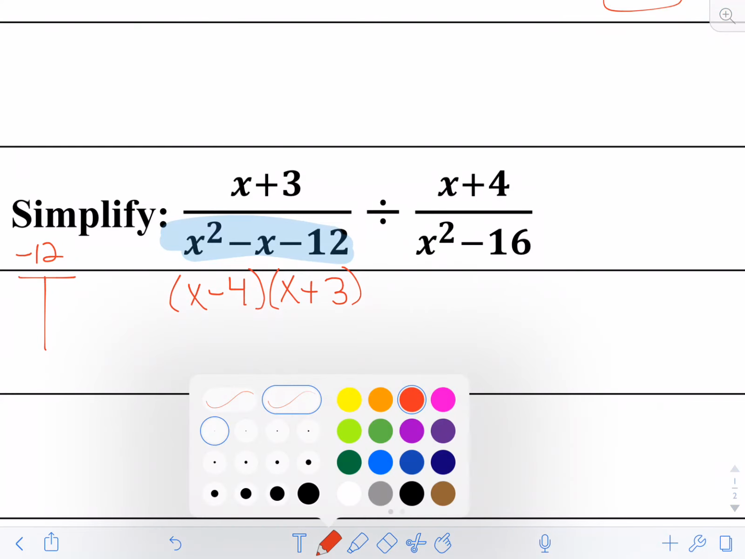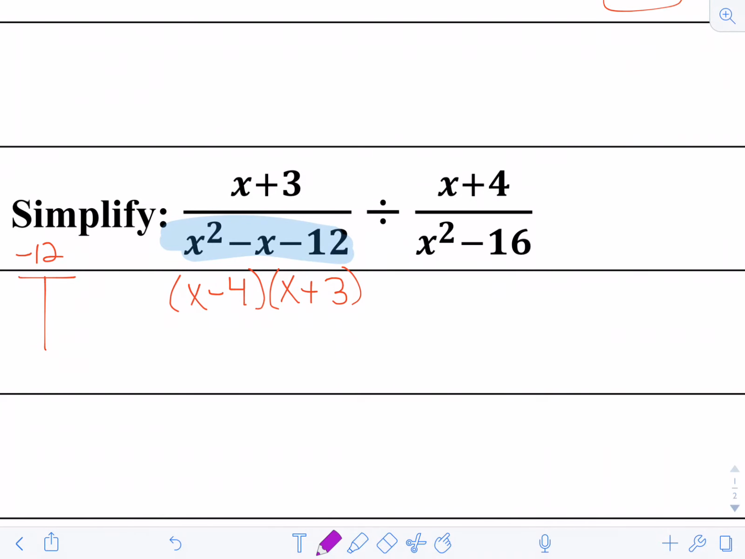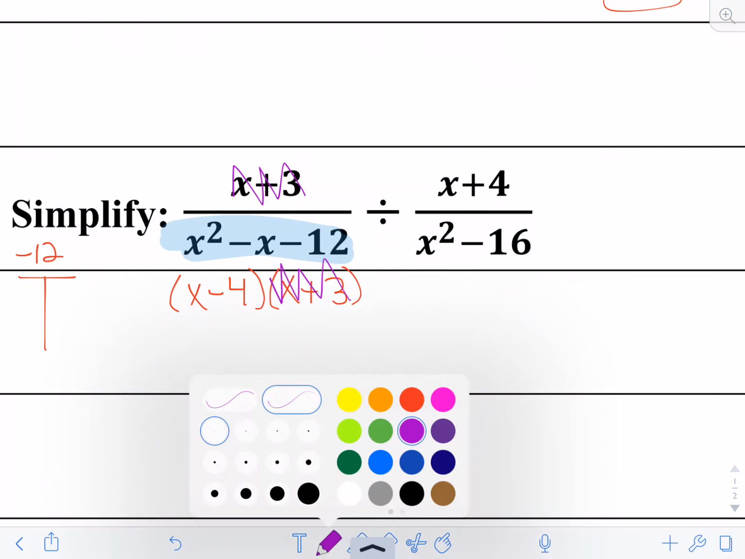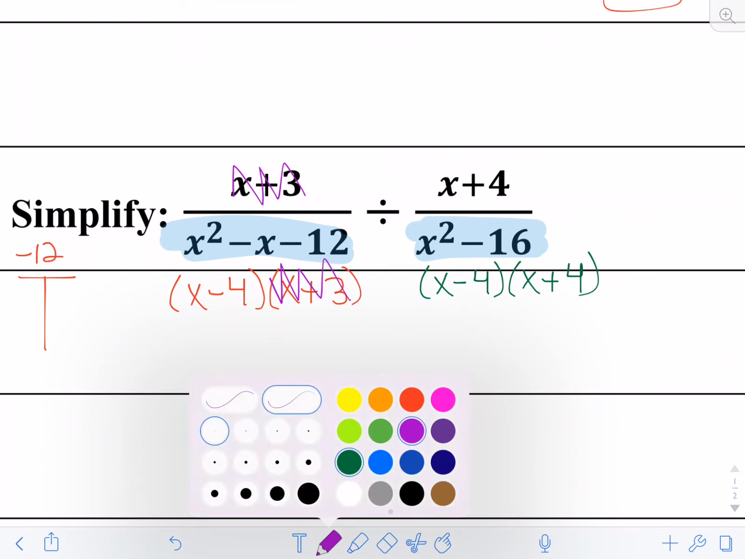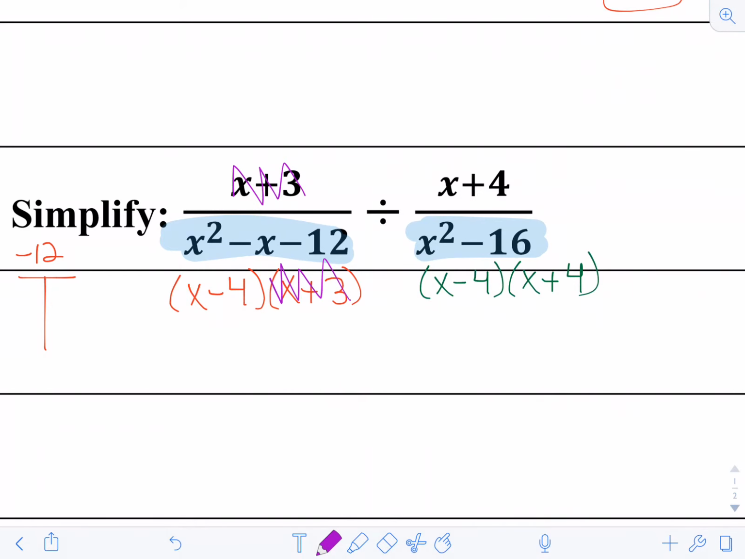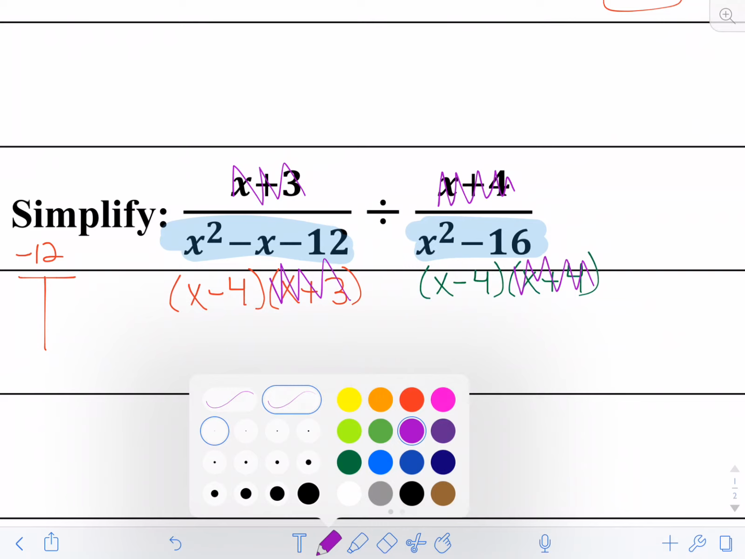So what I see on this side is that this x plus 3 on top and x plus 3 on the bottom can cancel each other out. The next thing that I see is I can simplify this x squared minus 16 into x minus 4 and x plus 4. And then I also see that I have x plus 4 in the numerator and in the denominator, so I can eliminate these.